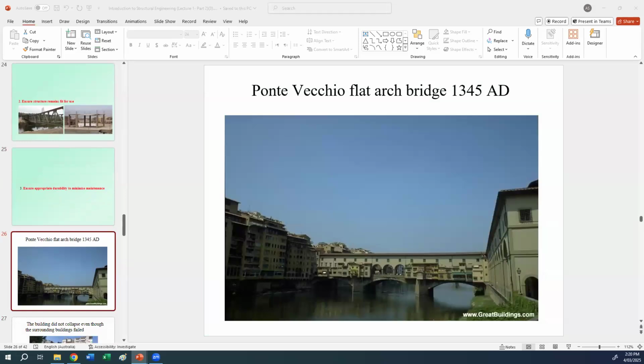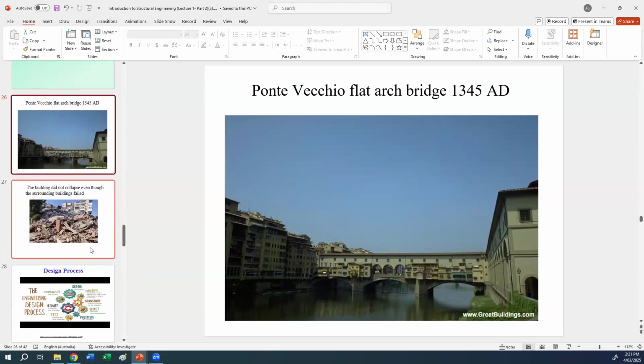And this is an example of a durable structure. As you can see here, this Ponte Vecchio flat arch bridge was built in 1345 AD. So you see how long this bridge lasts. When we are designing, we need to consider a long life for the building so that it can stay longer with less maintenance. This can happen if we use construction materials which are durable and sustainable, so that it needs less maintenance through the life of the building.